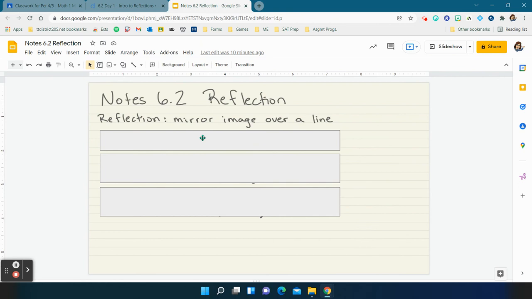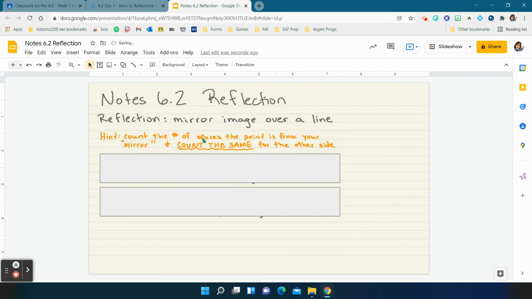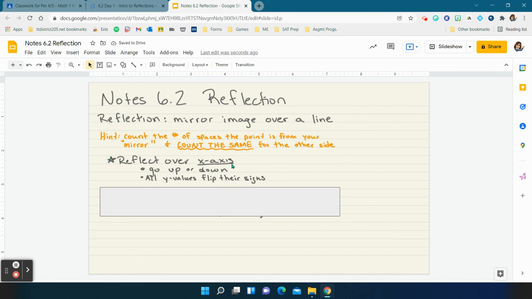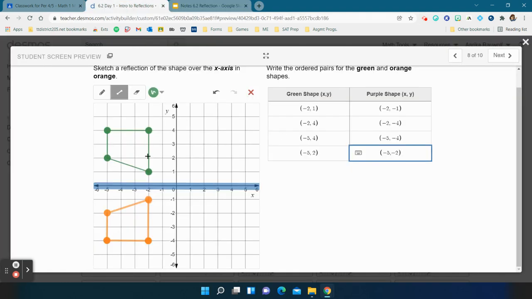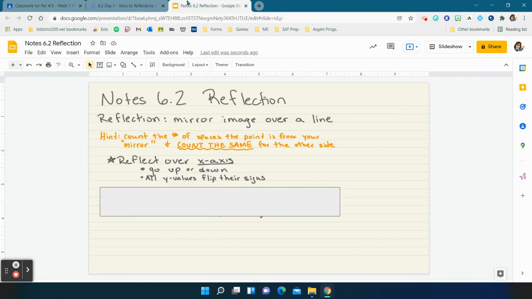So in our notes here, let's finish writing out our notes. For a hint, you're going to count the number of spaces the point is from your quote unquote mirror, or the line of reflection that we drew in blue. And then you're going to count the same for the other side. Now, when we reflect over the x-axis, you're going to move up or down, and all the y values flip their signs. So that was this last example we did. Everything moved down, and our y values flipped their sign.